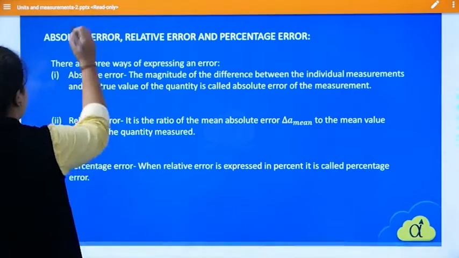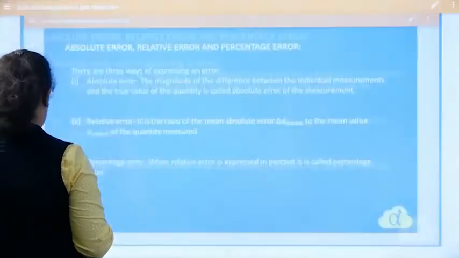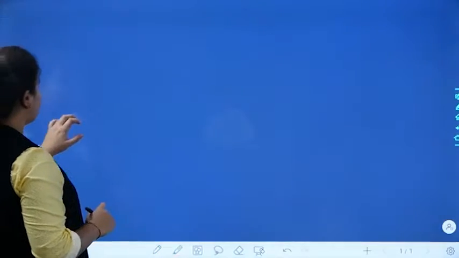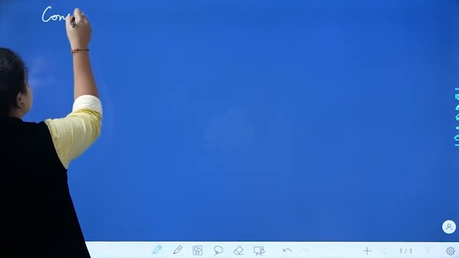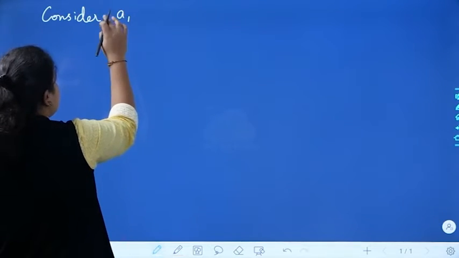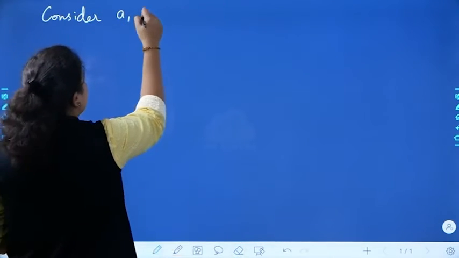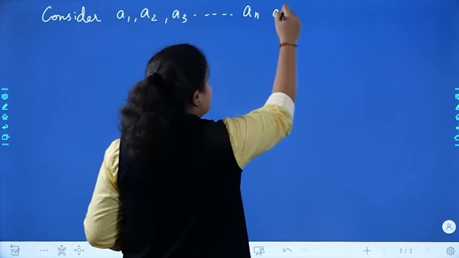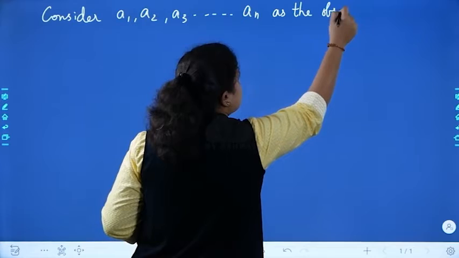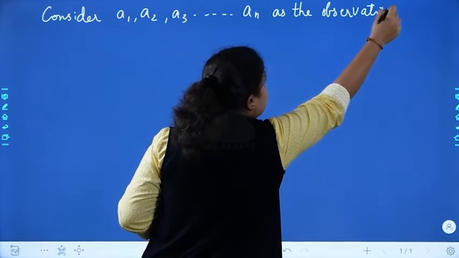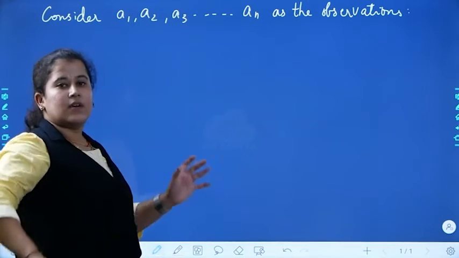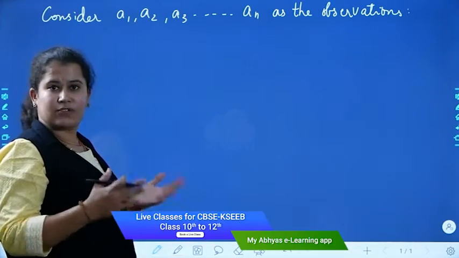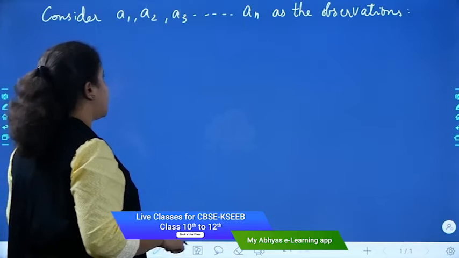Okay, so in the first thing, what did I get? I have to go to the whiteboard. Okay, so consider A1, A2, A3 and so on till AN as the observations. So what is an absolute error? Absolute error is nothing but the difference in magnitude of the true value to the measured value. So these are the observations I have got.